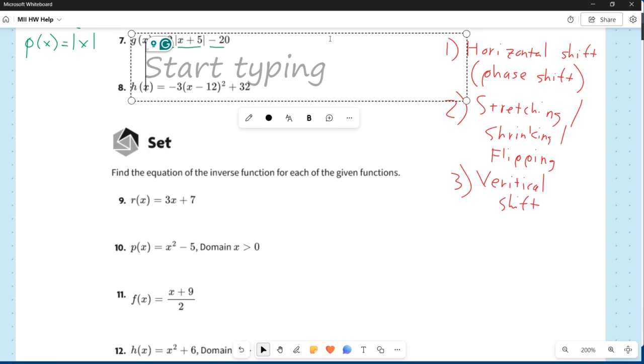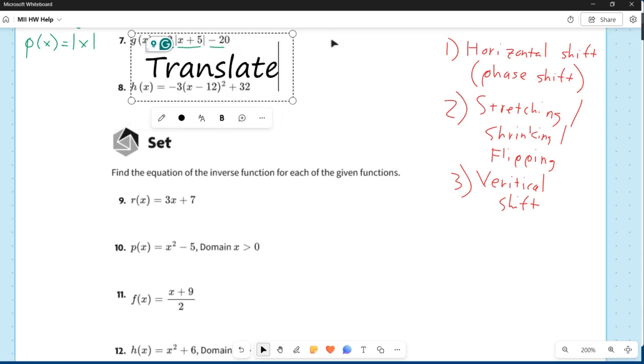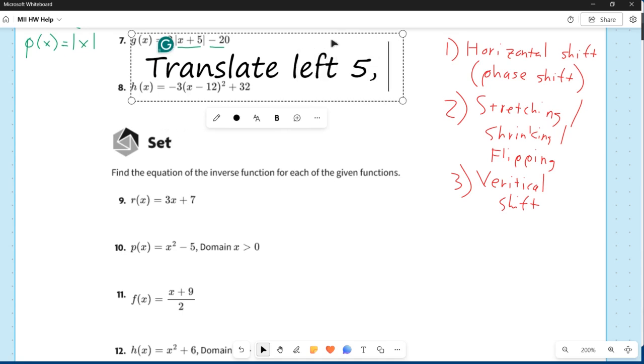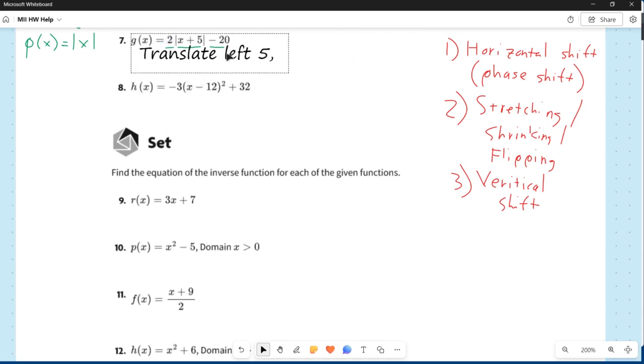The first thing we have to talk about is that horizontal shift of x plus 5. As we've now seen several times, when you have something like x plus 5, when you're adding, it means a shift to the left. So the very first thing that happens is we translate left 5 units.